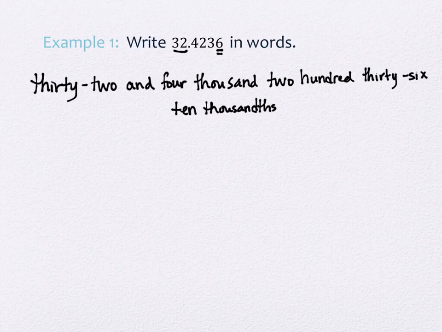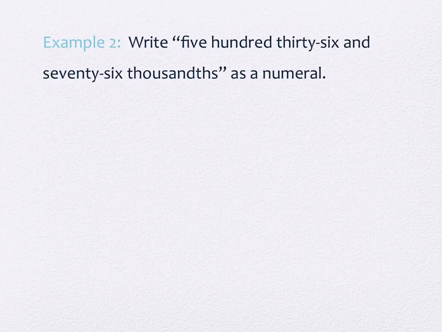So we have 32 and 4,236 10,000ths. That is properly written with mathematical context. That's correct. Now, that idea we can do and take the other direction. So we have the number 536 and 76 thousandths. So it's a good idea to maybe circle the "and", so you can separate where the decimal is, the before and the after. 536, what does that look like?